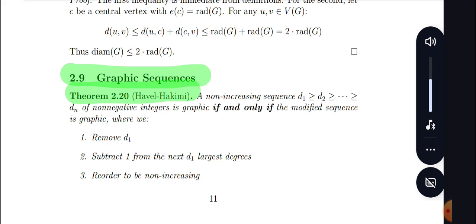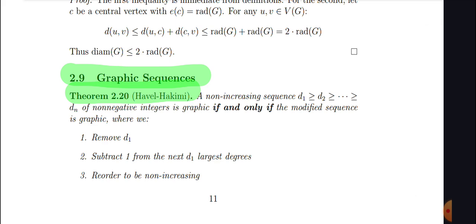It is. The theorem provides a recursive test. If you have a non-increasing sequence of degrees, say d1, d2, ..., dn, you take the largest degree, d1. The theorem states that the sequence is graphic if and only if the modified sequence is graphic, and the modified sequence is what you get by removing d1 and subtracting 1 from the next d1 largest remaining degrees.